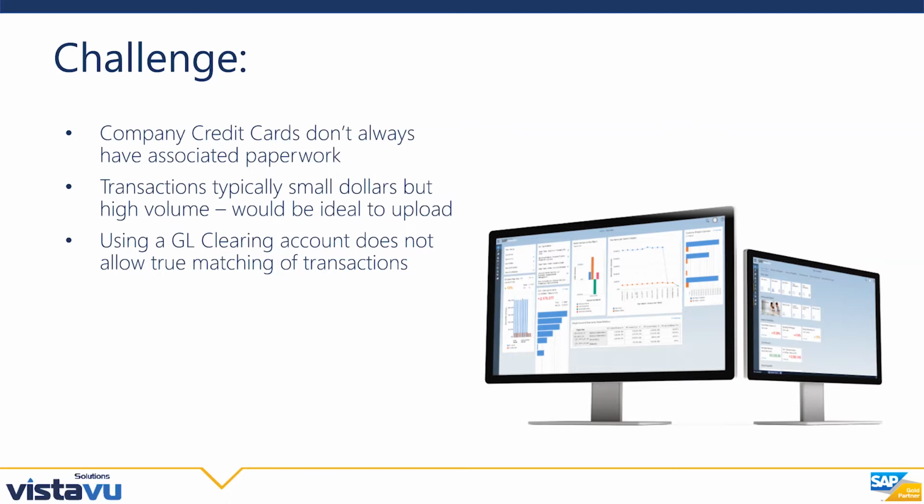So it would be ideal if there was a way to upload it. It would be ideal if there was a way to have these transactions sort of sitting pending in a subledger. Whereas a GL clearing account does not really allow true matching of transactions, except maybe externally in Excel.